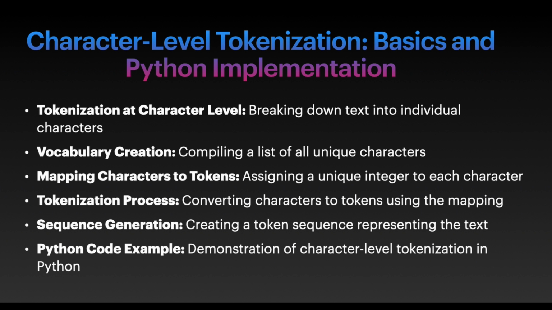The tokenization flow, and here's how it works. First, text input. We feed our model a piece of text. Then, character breakdown. The model splits the text into individual characters. Then, token lookup. It replaces each character with its corresponding numerical ID from the mapping. Then, token sequence. The result is a sequence of numbers that represents the original text, ready for the model to process.